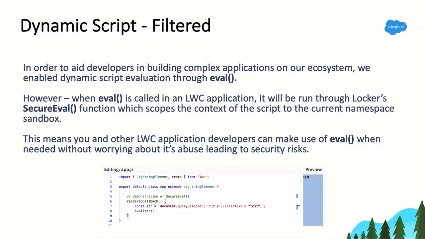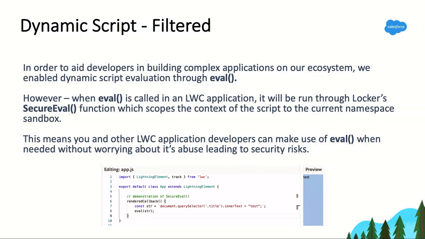Dynamic script, on the other hand, is a little bit different. We've had a couple enterprise customers that have wanted to make use of dynamic script. Things like eval, things like document.implementation, et cetera. So what we did was, rather than blocking eval and dynamic script execution through CSP, we decided that we would wrap CSP. We would use Lightning Locker to generate a version of eval that is scoped to the namespace sandbox. So when your LWC component bootstraps, it bootstraps inside of a sandbox that's maintained by Lightning Locker. That's how you can have components from multiple developers on the same page.